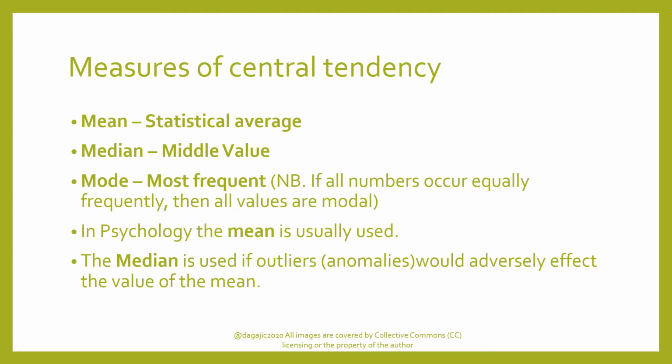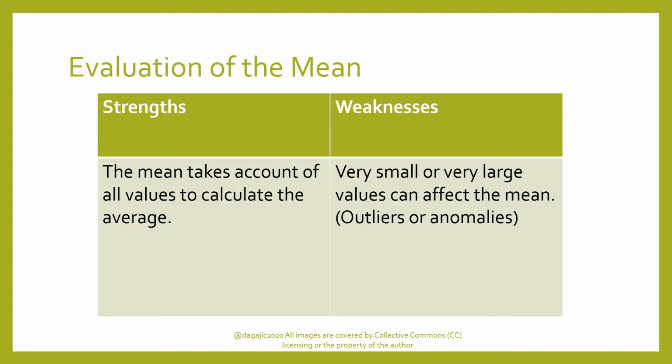You will often get a question though that will ask you when you'd use the median, and you'd use the median if there are outliers or anomalies which would adversely affect the value of the mean. So as well as knowing how to calculate the mean, median and mode, you need to be able to evaluate them as well. So let's think about the mean first of all. The strength is it takes account of all the values to calculate the average. It's the statistical average. The issue though is very small or very large values, what we call outliers or anomalies, can adversely affect the mean.